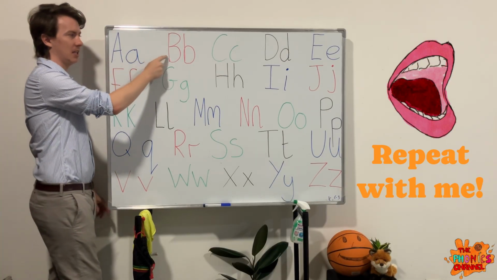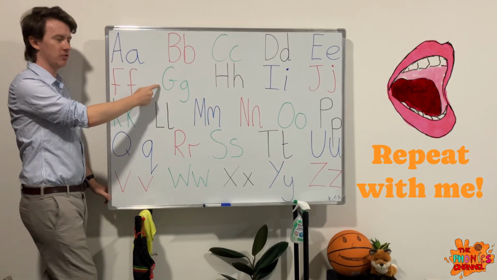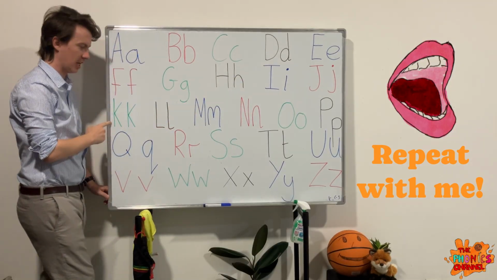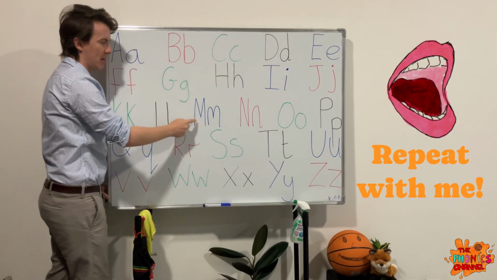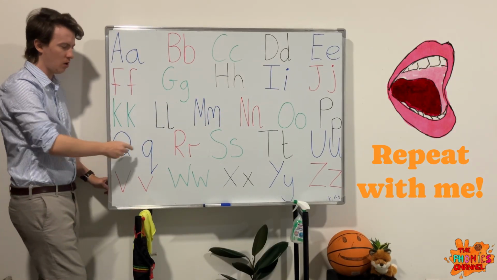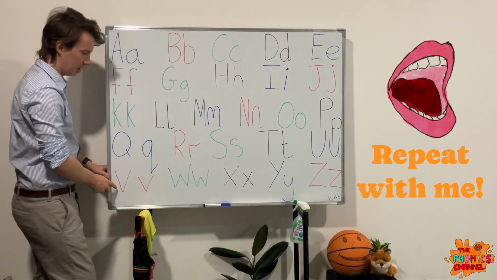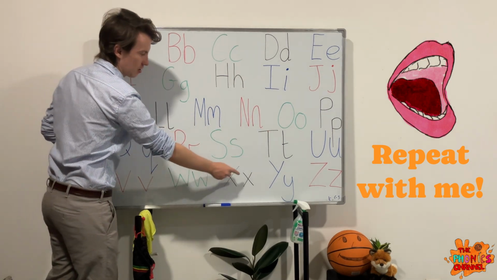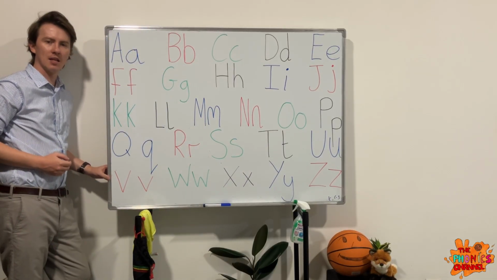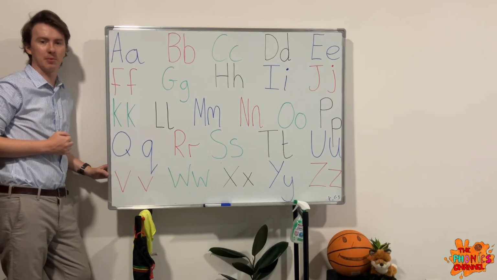A, B, C, D, E, F, G, H, I, J, K, L, M, N, O, P, Q, R, S, T, U, V, W, X, Y, Z. Okay, so those guys are the names of the letters of the alphabet.